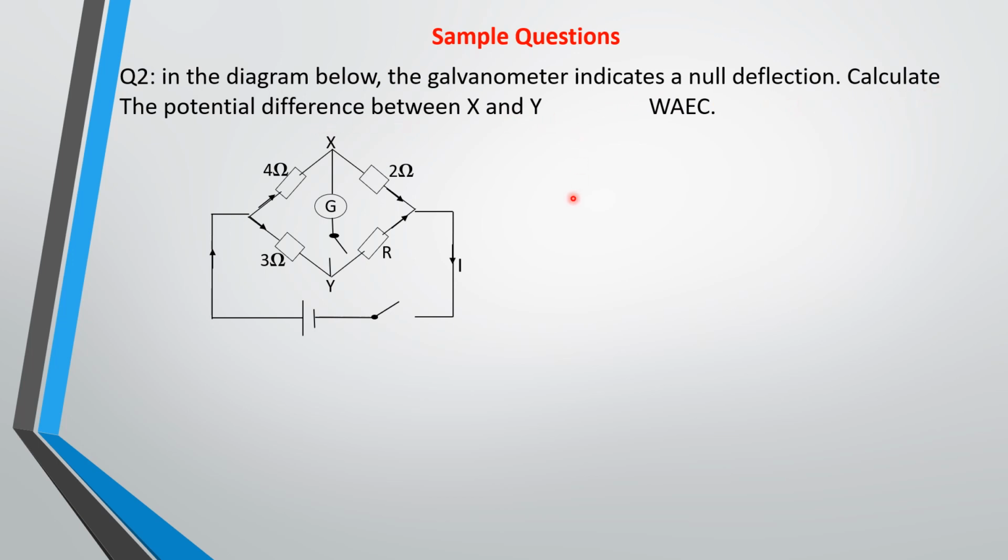So for this particular question, it just takes you to understand that at non-deflection, the potential difference between X and Y is equal to 0. This is actually an objective question. So for this one, you are not going to solve anything. That is just it. The potential difference between X and Y is equal to 0, and that is it, because it is non-deflection. So I think that is all for this particular question. There's nothing to solve here. At non-deflection, potential difference is equal to 0. Take note of that.